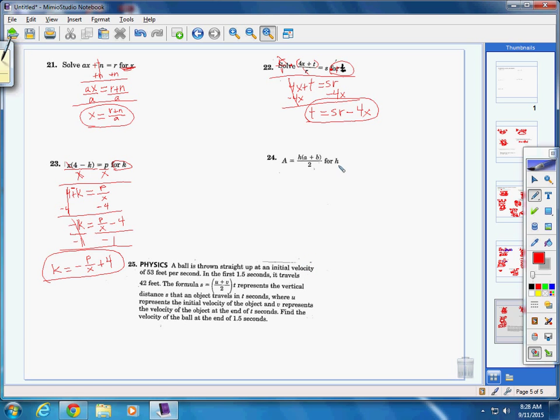On to 24. Please solve for h. Let's start by multiplying both sides by 2, or 2 over 1.